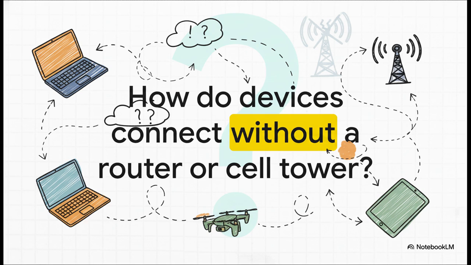So that brings us to the big question, right? How do these devices actually connect and find each other? I mean, without a router to direct all the traffic, how does a message get from point A all the way to point B? That's the puzzle we're going to solve today.